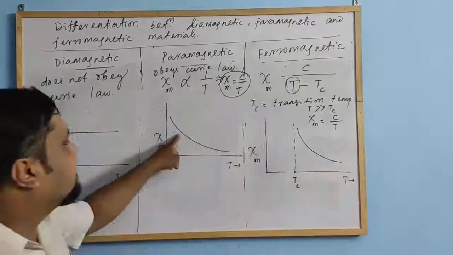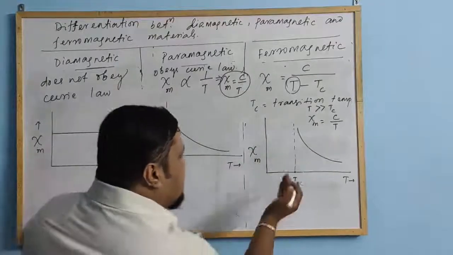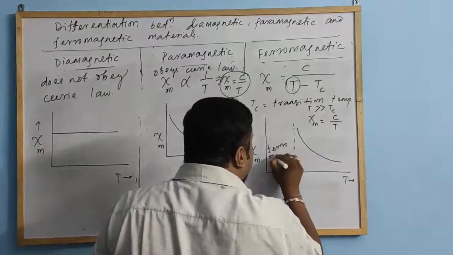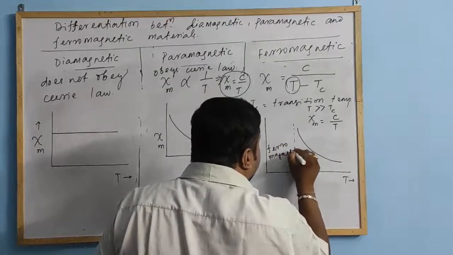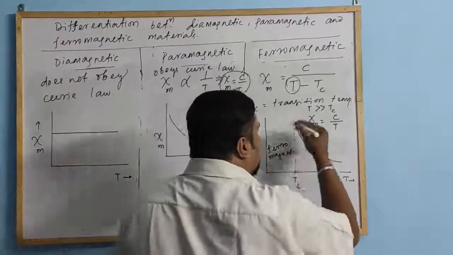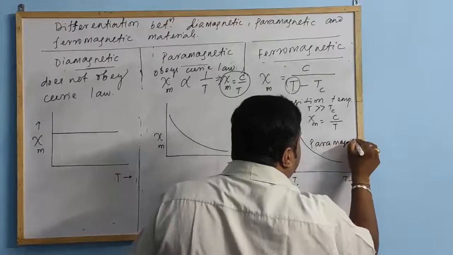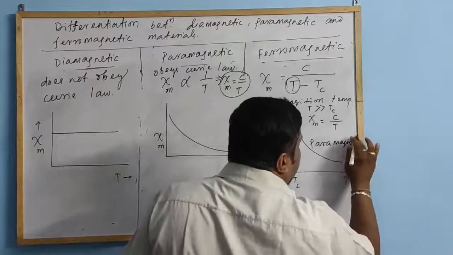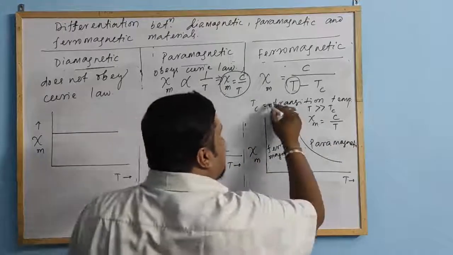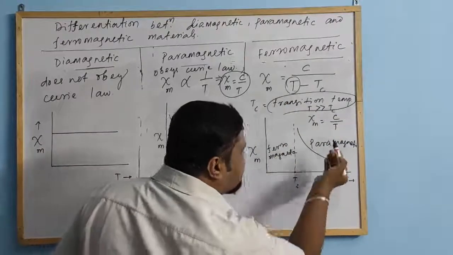Like your susceptibility is inversely proportional to absolute temperature. But below this, it is a ferro, a ferromagnetic. Below Tc, below the critical temperature, it is ferro. Above this, it is paramagnetic. So that's why it is called the transition temperature. At this transition temperature, ferro changes to para.